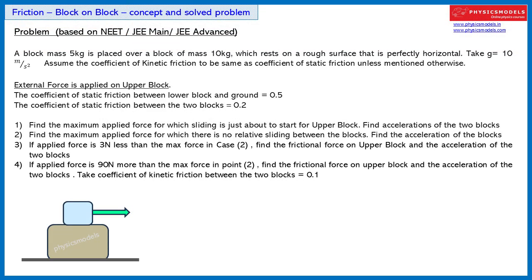We now go to the problem. A block of 5 kg is placed on top of another block of 10 kg mass. The coefficient of static friction is given between the two blocks and between the lower block and the ground. The coefficient of kinetic friction is of course different, but it is assumed as the same in the first three cases, and for case number 4 the value is given specifically.